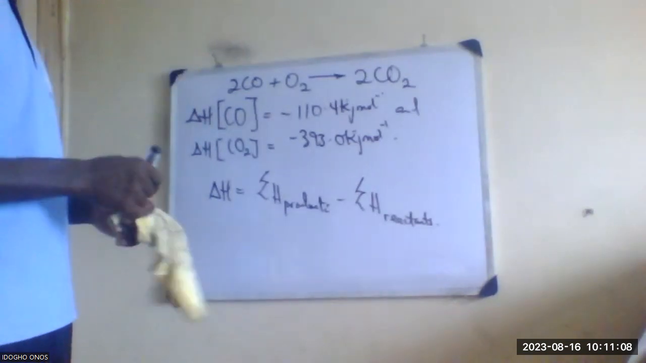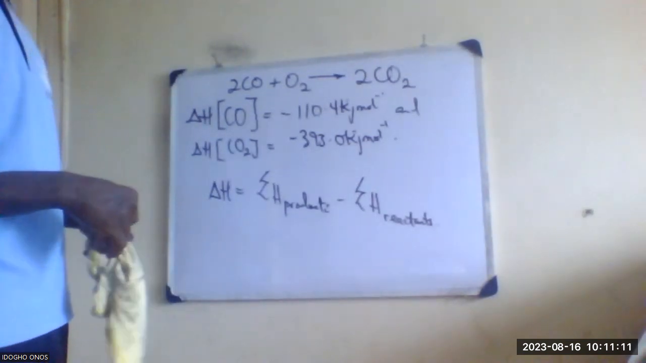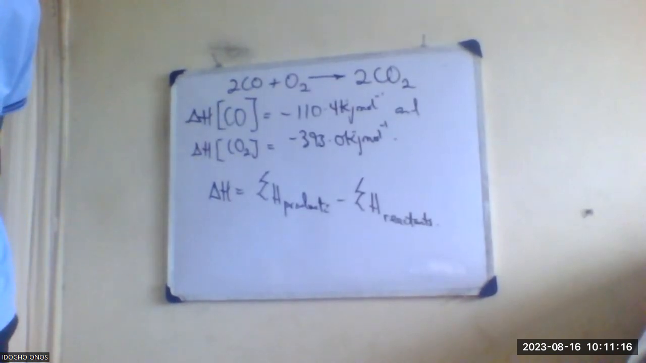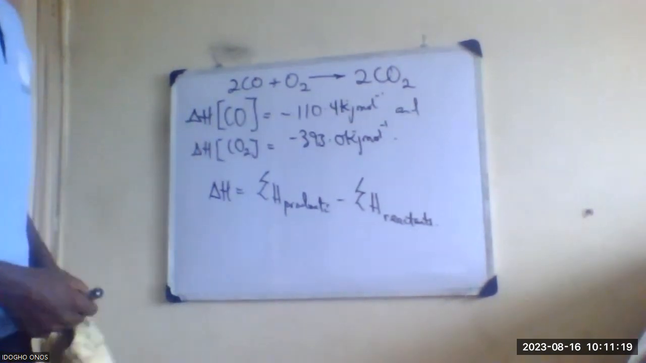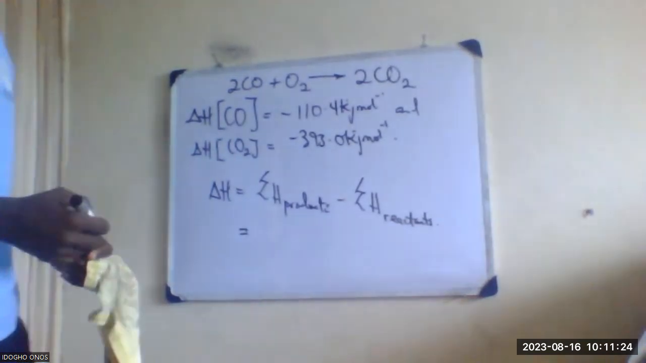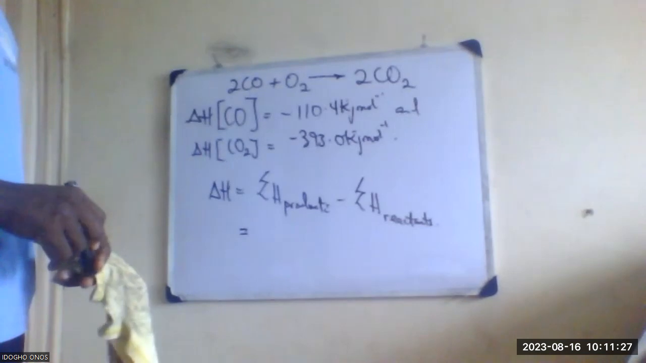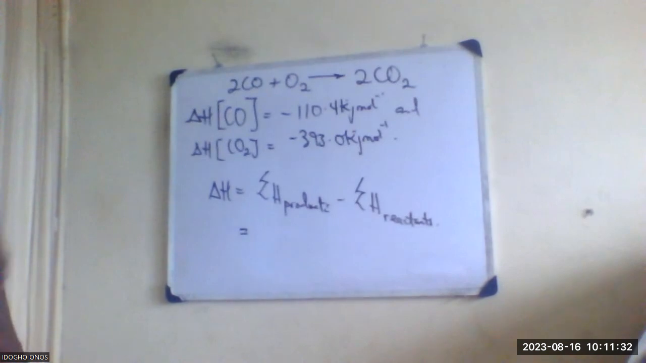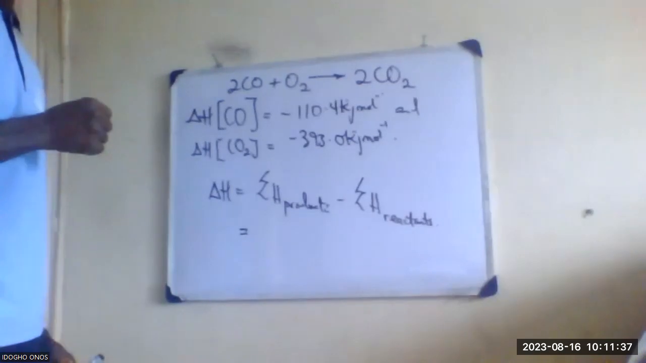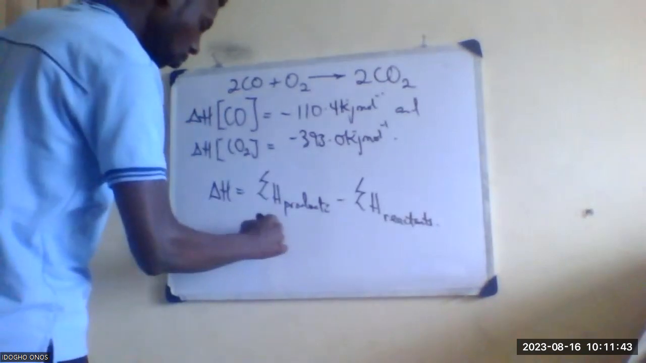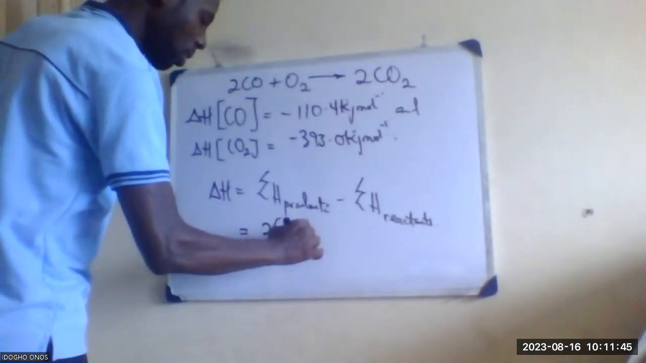Okay. So there's no value for O2. Why? Because it's a free element. Okay, so it's 0. So what is our product? Our product is CO2. Okay, and what is the value for CO2? Minus 393.0. Okay, what is the number of moles of CO2 in the equation? 2. So that would be 2, open bracket, minus 393.